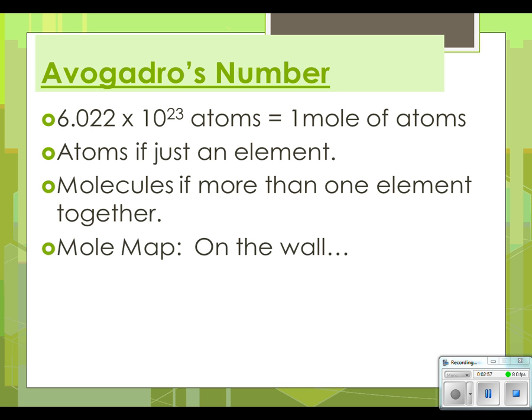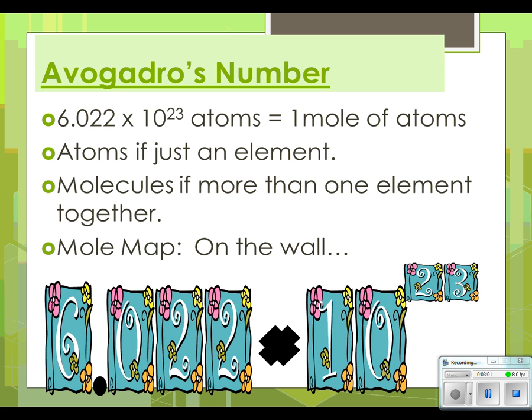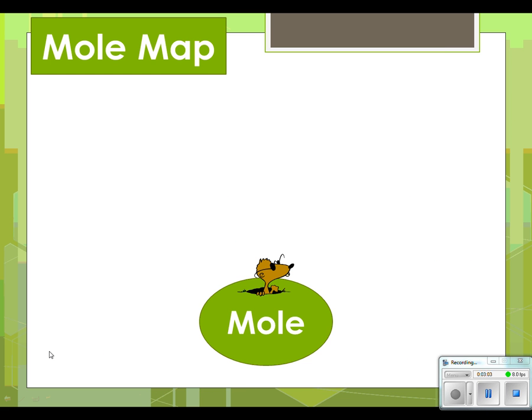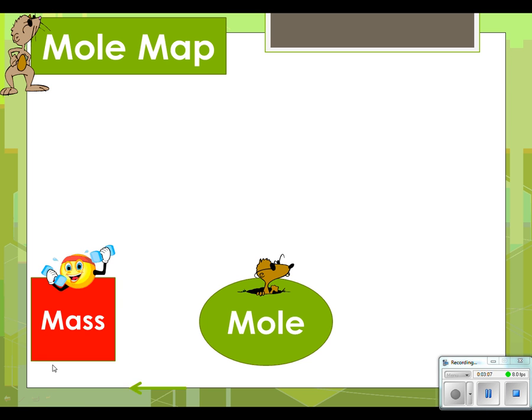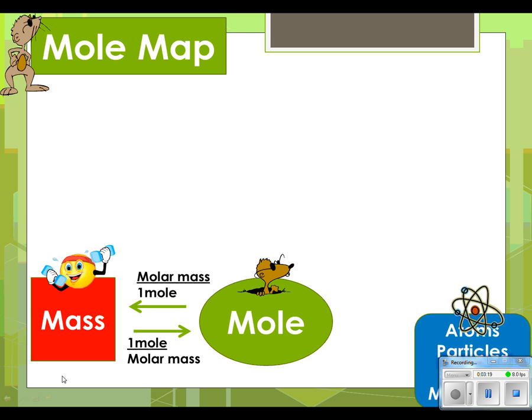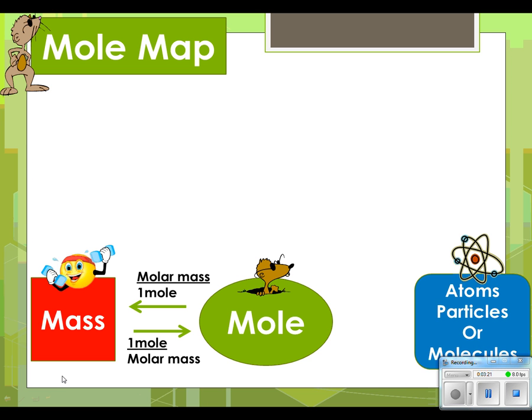The mole map we have up on the wall in our room has the 6.02 times 10 to the 23rd on it. It sort of looks like this. So here we have our mole and we have our mass. We can go back and forth between mass and moles by using the ratio of the molar mass to the mole. And the molar mass is just what we were adding up, or if it's an element, it's just the mass. Once I get to the mole, I can also go to atoms or particles or molecules.